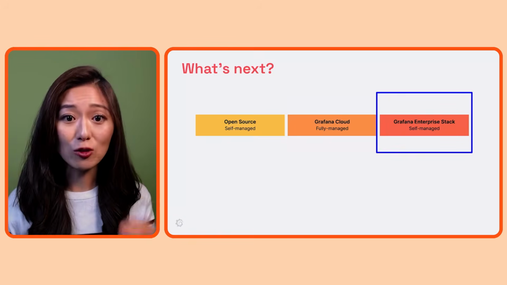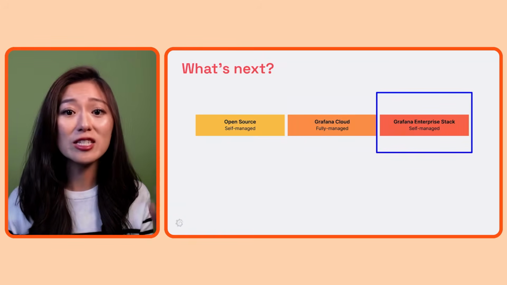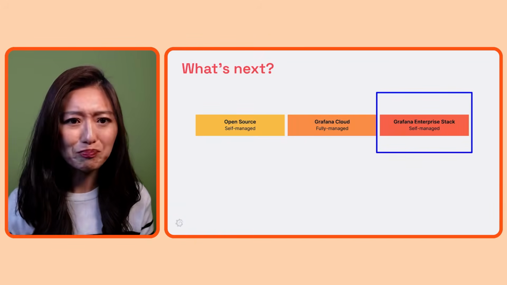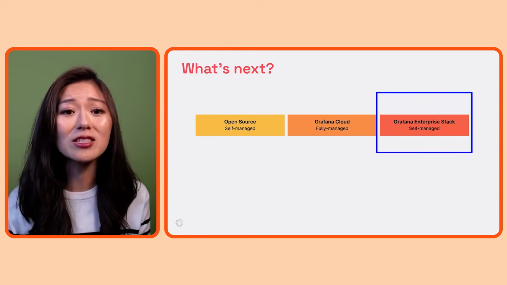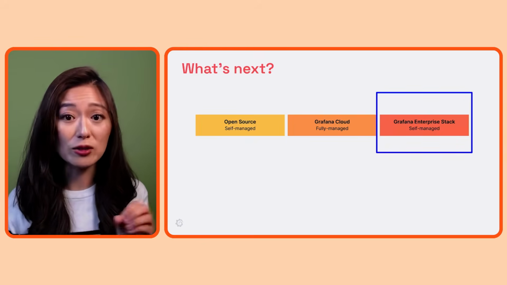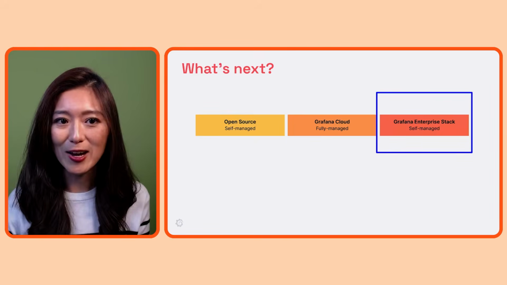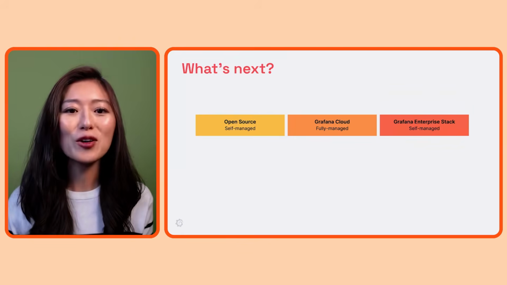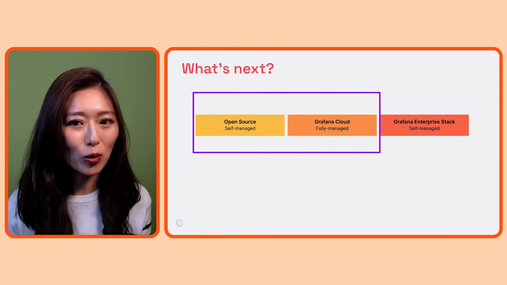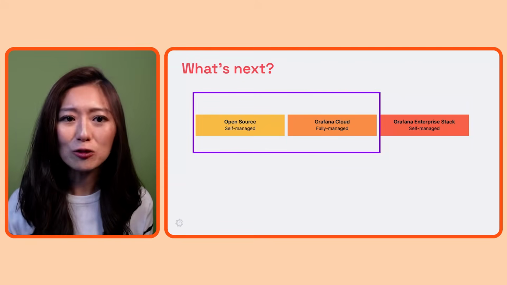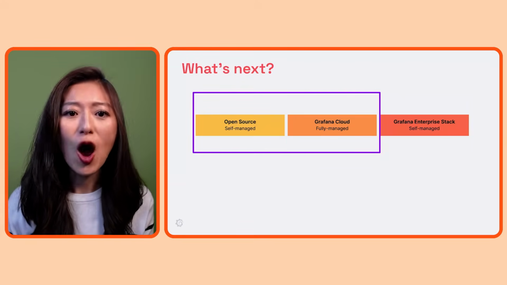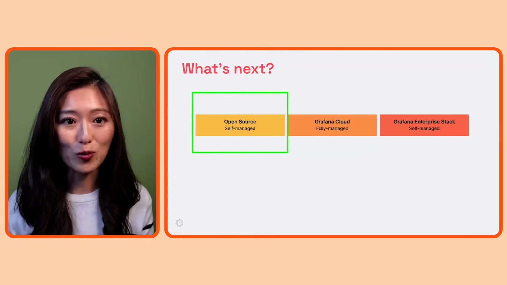Then there's the Grafana Enterprise Stack, which is a self-hosted and managed option. And it's used by organizations that have special requirements around data localization and privacy. This series will focus on how to deploy Grafana locally and on Grafana Cloud. In the next episode, we'll install Grafana on your own machine.